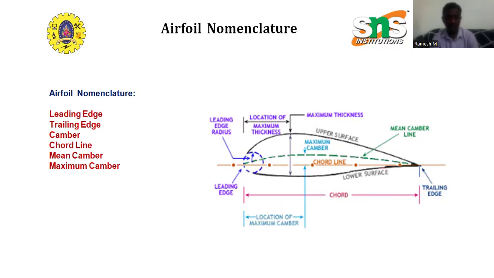Now let's come to the components of this airfoil. There is a nomenclature. One is called the leading edge. The leading edge of an airfoil is the foremost edge of the wing or blade where the airflow first encounters the surface. The shape can be rounded, sharp, or have various other shapes depending on the aerodynamic requirements.